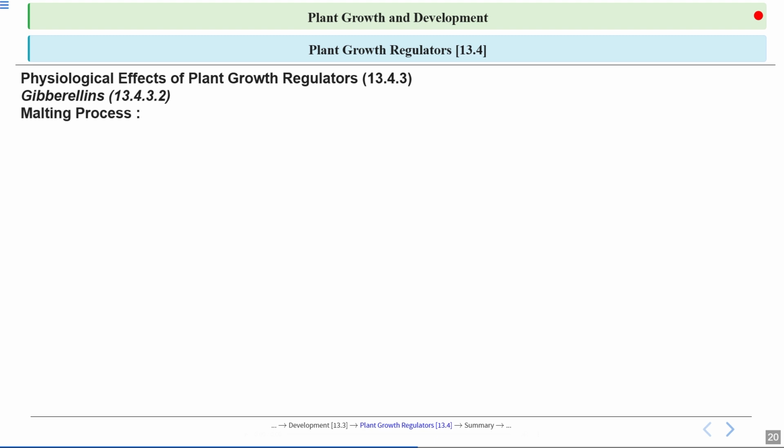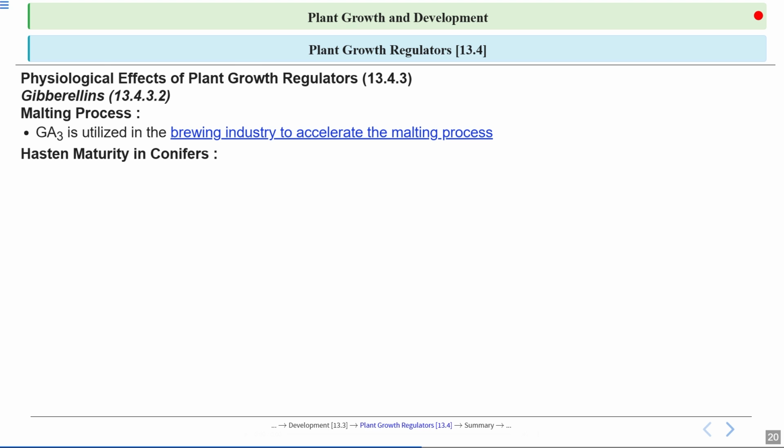Malting process, very, very important. Gibberellic acid is used in the brewing industry as well. This accelerates the malting process. It hastens the maturity in conifers. Spraying juvenile conifers, because conifers take a lot of time to develop. So if the conifers are sprayed with gibberellic acid, it speeds up the maturity period.